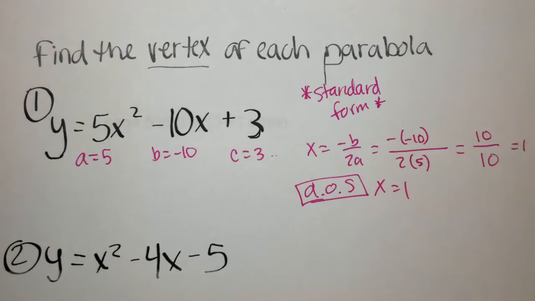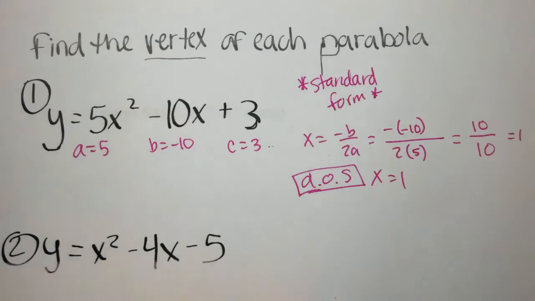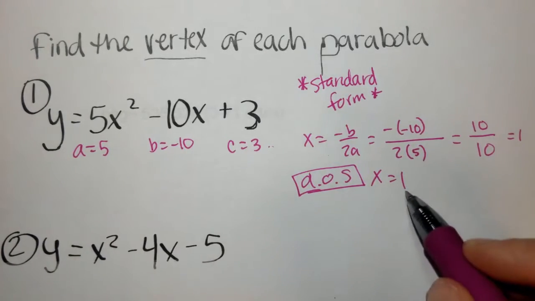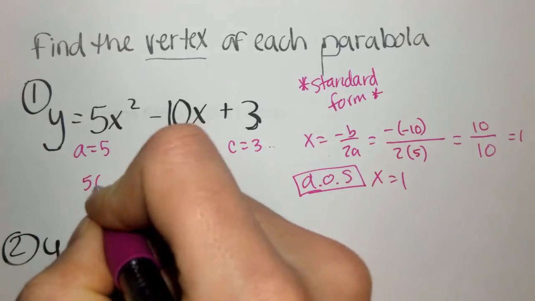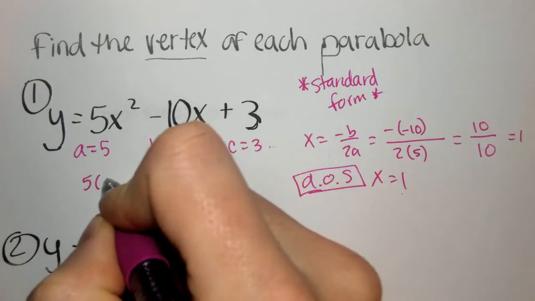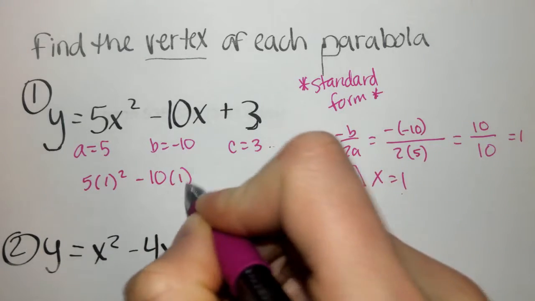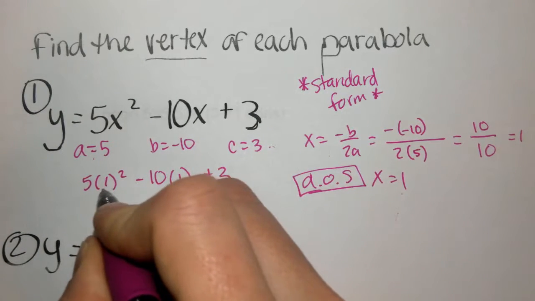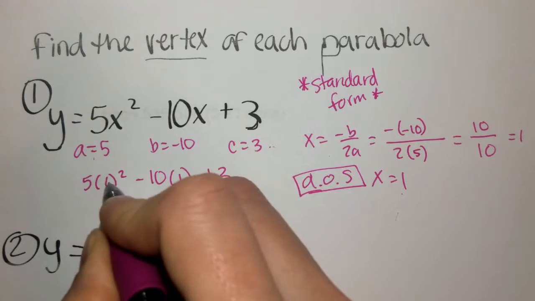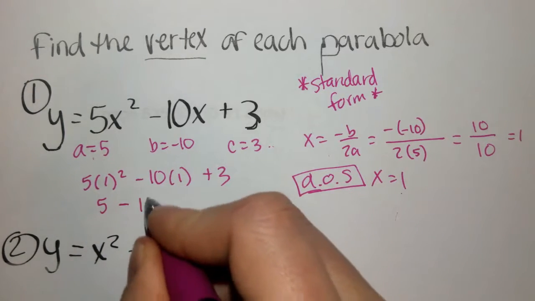So that's step 1. Now it says, plug in x for the quadratic function. Well, we have an x value here. We're going to plug it in and see what we get for our y value. 5 times, all right, we're plugging in 1 now. 1 squared minus 10 times 1 plus 3. Just replacing every x value with what we know now. 5 times 1 squared, well, 1 squared is 1. So that's going to stay 5. 10 times 1 plus 3.